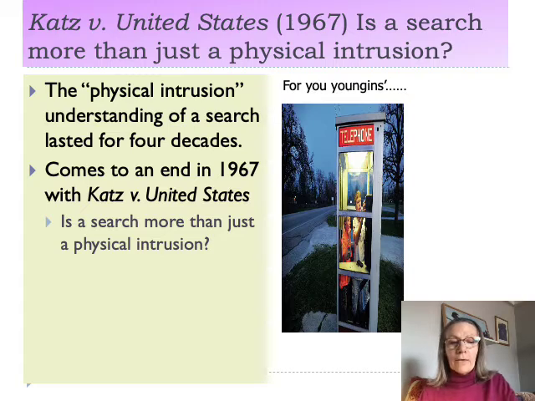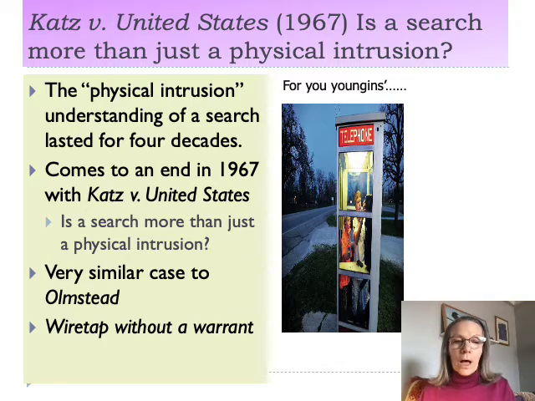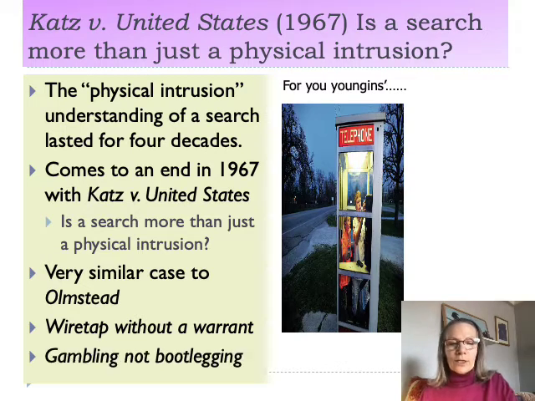So Katz is a very similar case to Olmstead. It is a case about wiretapping. And so Charles Katz, he is suspected of gambling, not bootlegging, okay? And so, again, gambling is illegal, and he is doing his gambling endeavors between states. And because it's interstate crime, it triggers the FBI to investigate. And so they felt that Charles Katz was involved in interstate gambling. And so, like they did with Weeks, they basically put a wiretap on the outside of a phone booth.